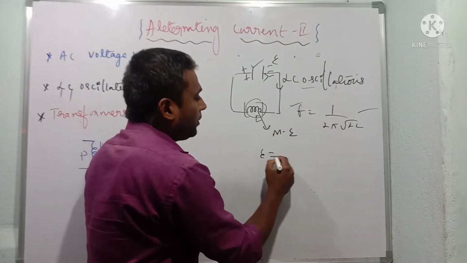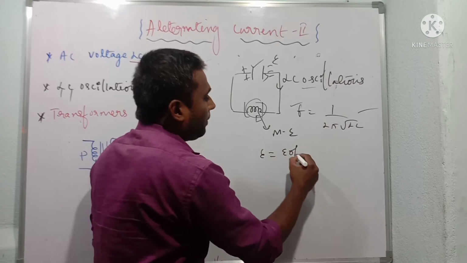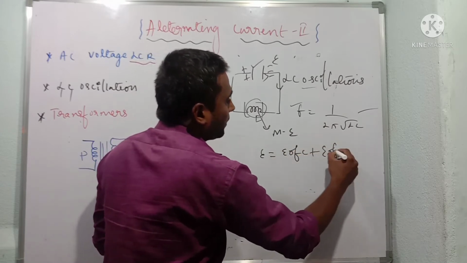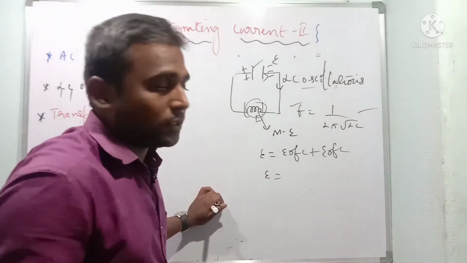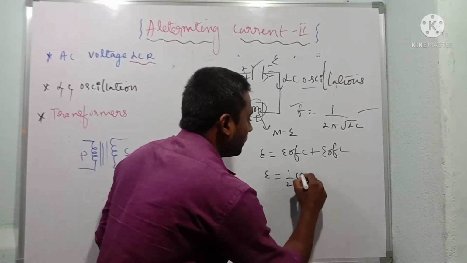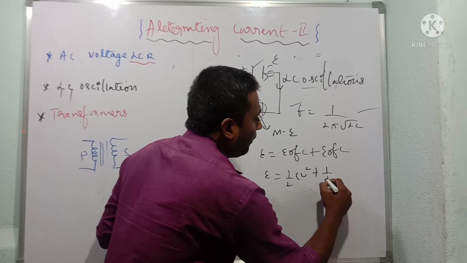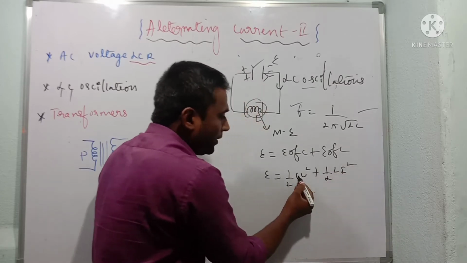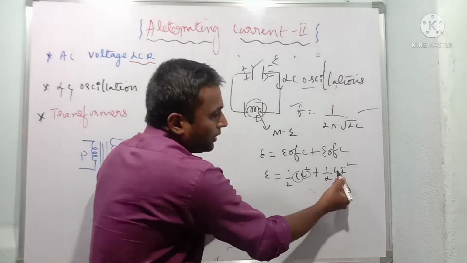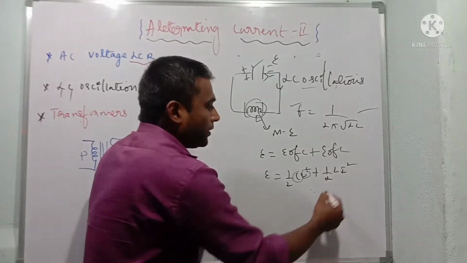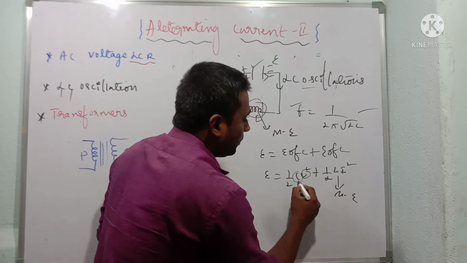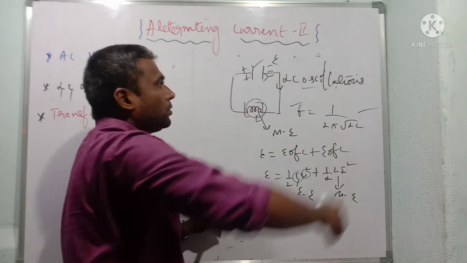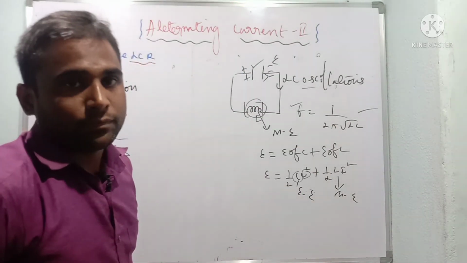That is total energy is equal to the energy of capacitor plus energy of inductors. We know that energy of capacitor, that is energy stored in the capacitor, is half of CV square, and this is half of Li square. C means capacitance, V means voltage, L means inductance, i means current. So this is due to magnetic energy and this is due to electrical energy. This is all about LC oscillations.